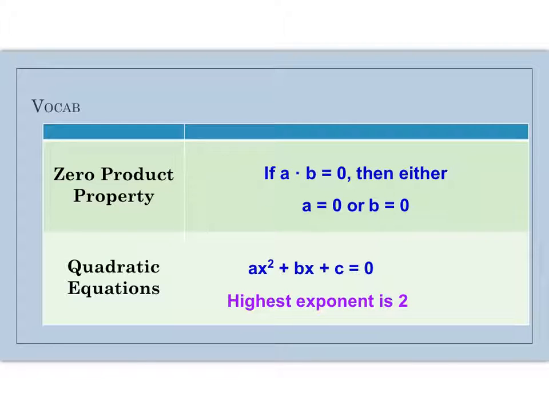So this time, if I have a times b that equals 0, one of these two, either a or b, is going to have to equal 0 for that to be true.